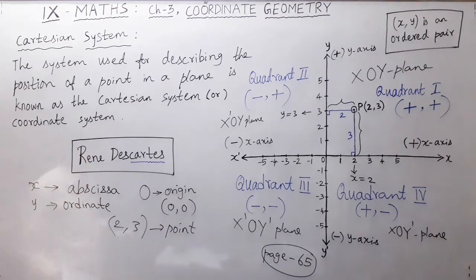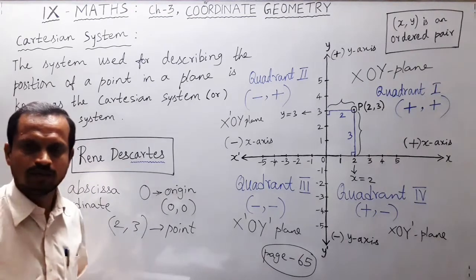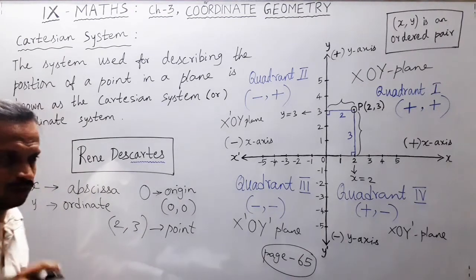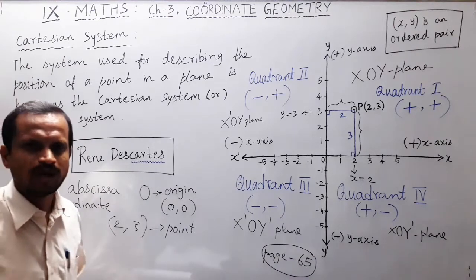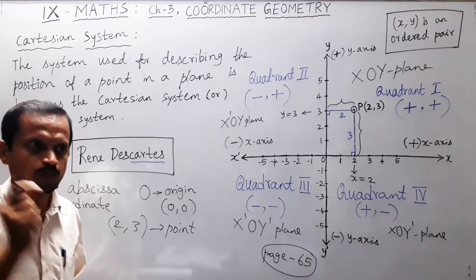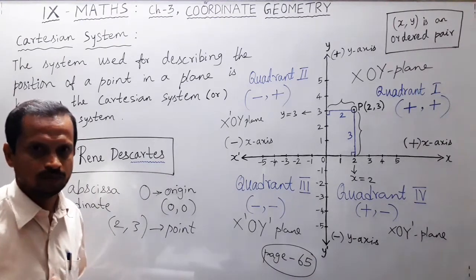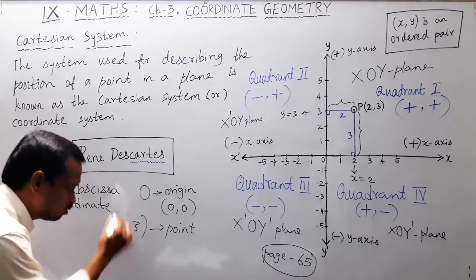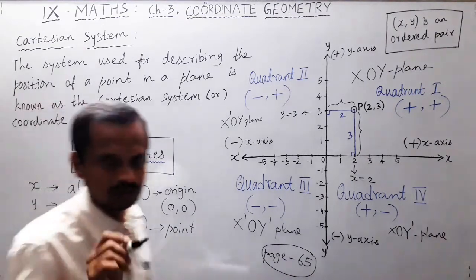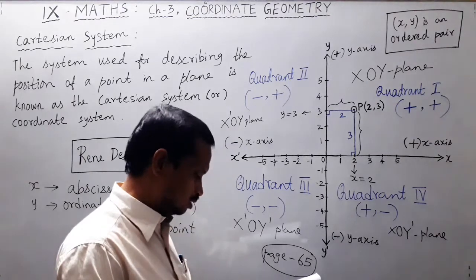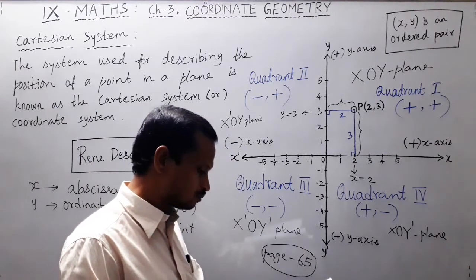Without the bracket, we cannot tell that 2, 3 is a point. But we just say the point 2, 3. The word "point" we use orally, but while writing, you have to put the bracket. That is, (2, 3) is a point. Clear? And then coming to the next point, number 8.